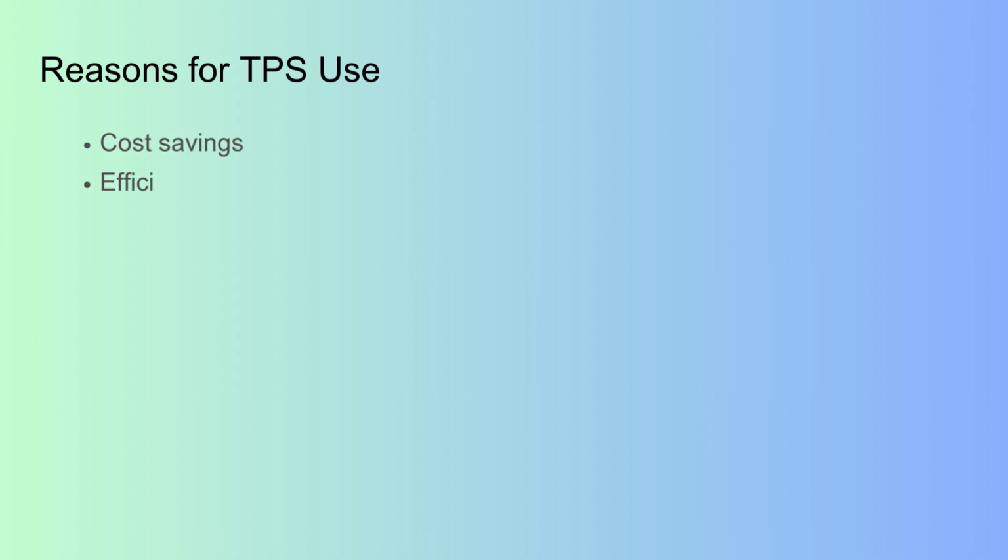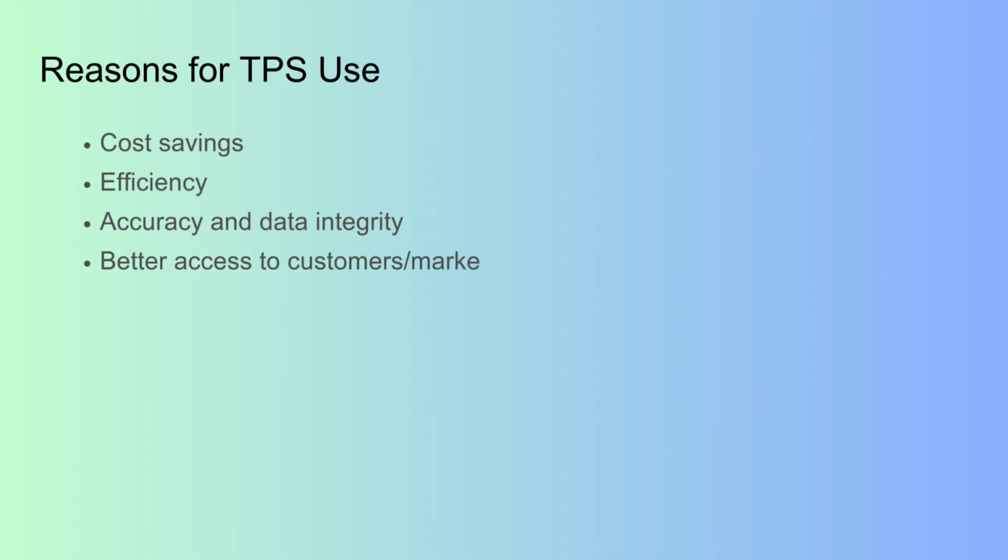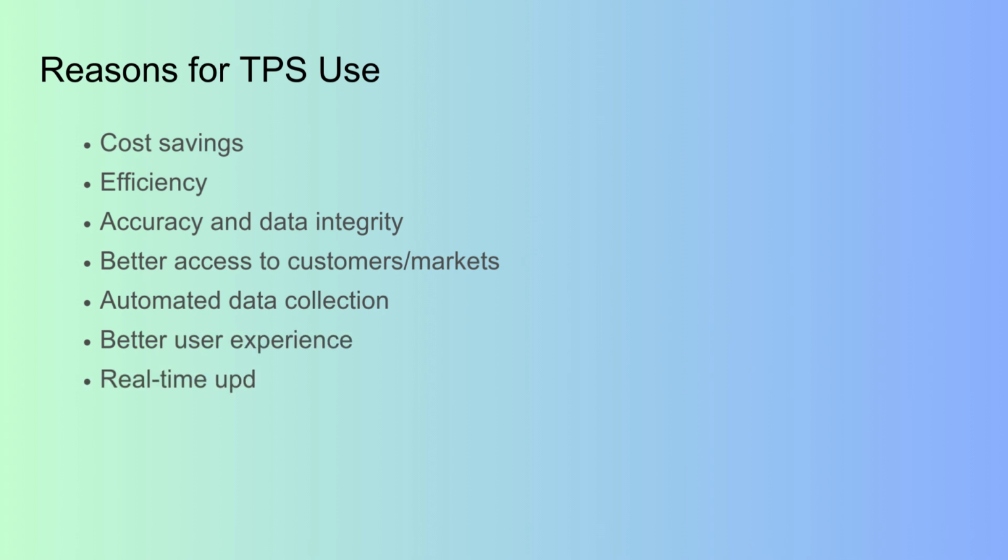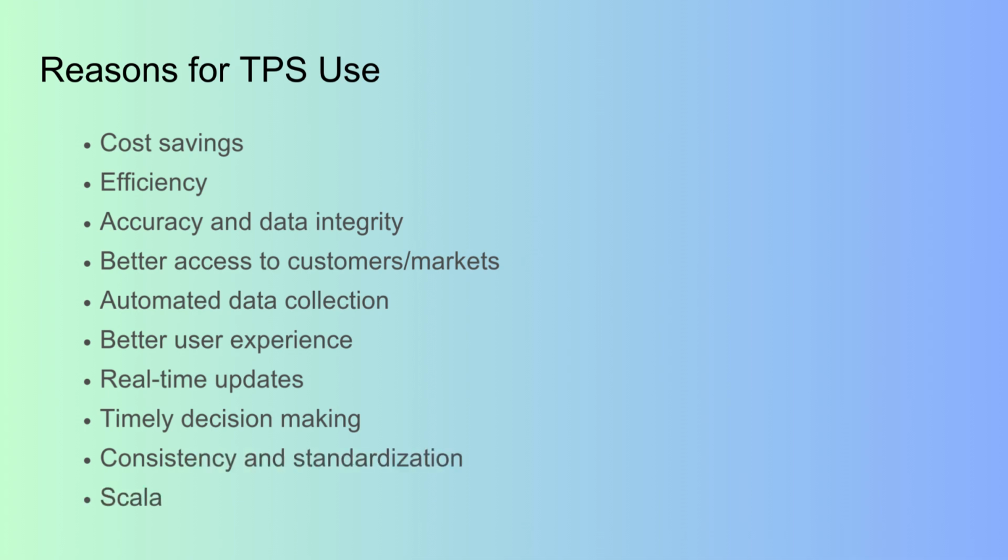Okay, so reasons for TPS use. Organizations use TPS because they offer compelling reasons to adopt and implement these systems. Here are some reasons to use TPS systems. Cost savings. TPS automate routine and repetitive tasks, reducing the need for manual data entry and processing. Automation leads to reduced labor cost and improved operational efficiency.